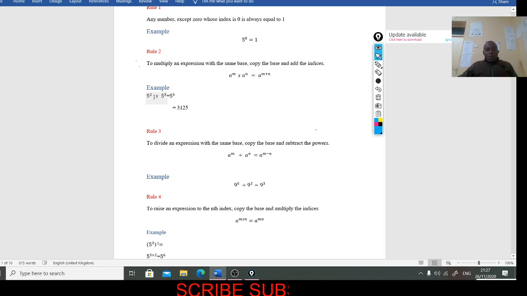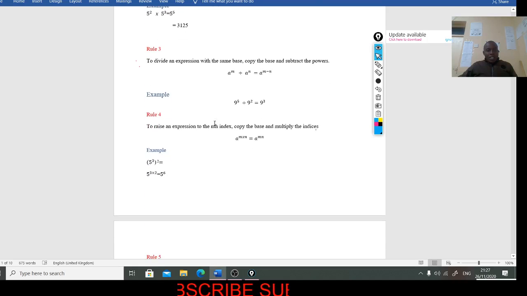Example, 5 squared times 5 cubed is the same as you copy the base 5, then you add the powers 2 plus 3, which gives you 5. So we shall have 5 raised to power of 5, which is equal to 3,125.